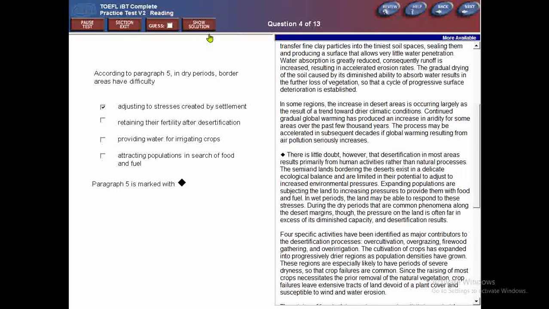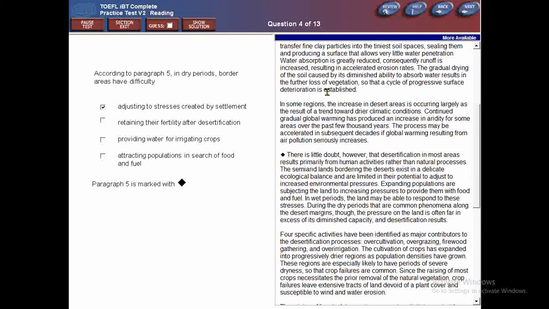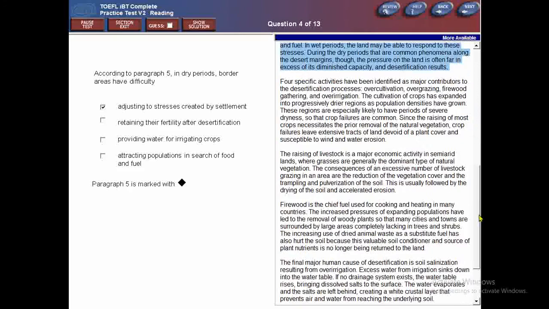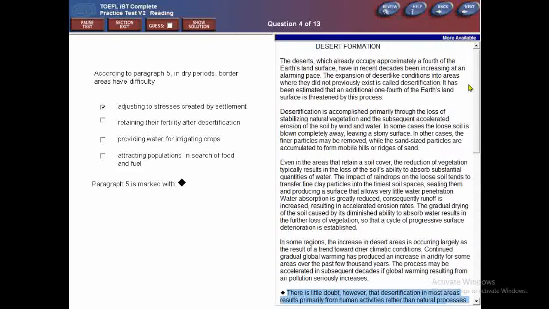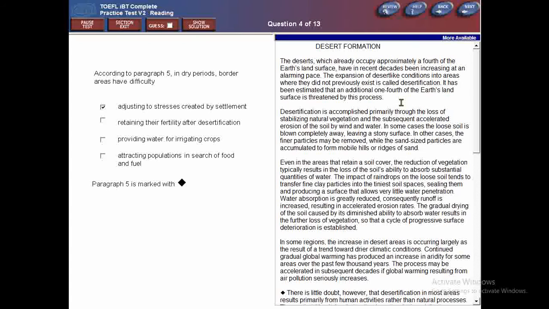So let's check if we are correct or not. Question number four. Yes, we are correct. Now go to the next question. We already have 22 questions from this passage, and this passage is already 10 paragraphs long. There may be no questions from some of these paragraphs, or there may be 10 questions in the new TOEFL reading section.